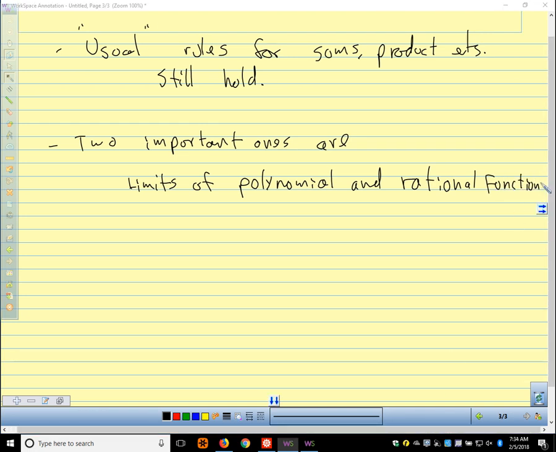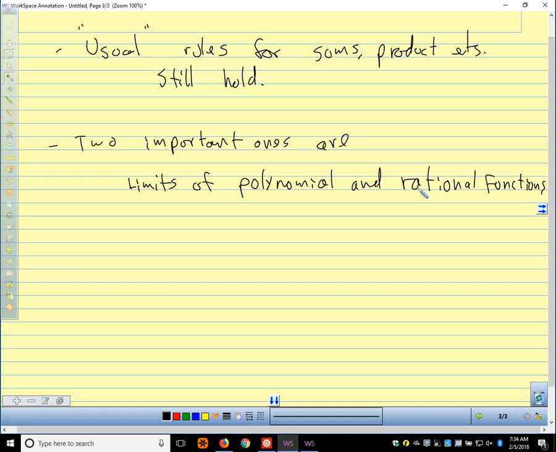So a multivariable polynomial is just going to be something with positive powers of x and y. Rational functions are going to be made of quotients of functions that have positive powers of x and y. So x squared plus xy plus y squared is a polynomial because we have positive powers of x and y.